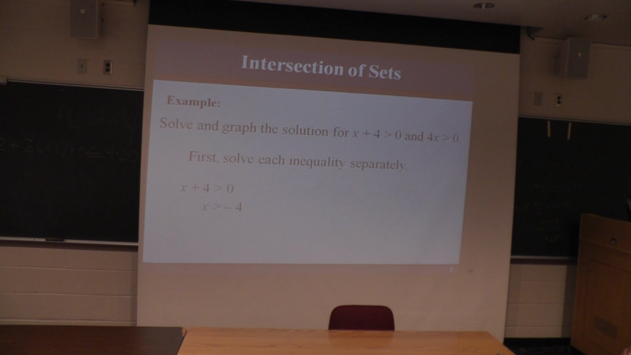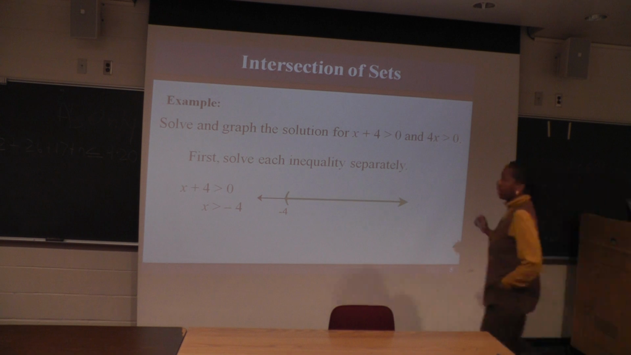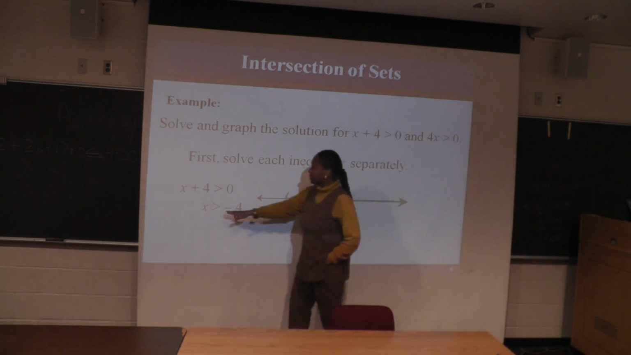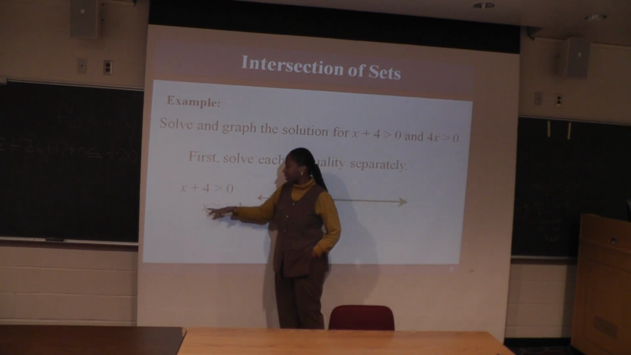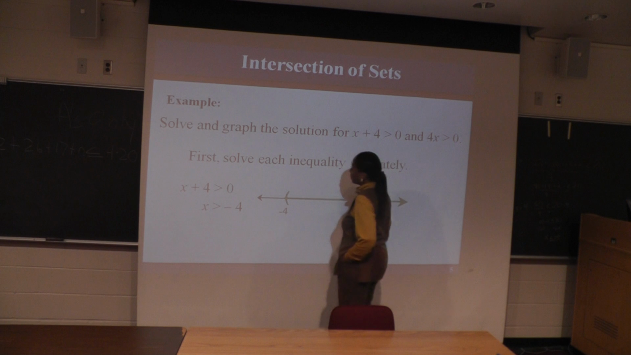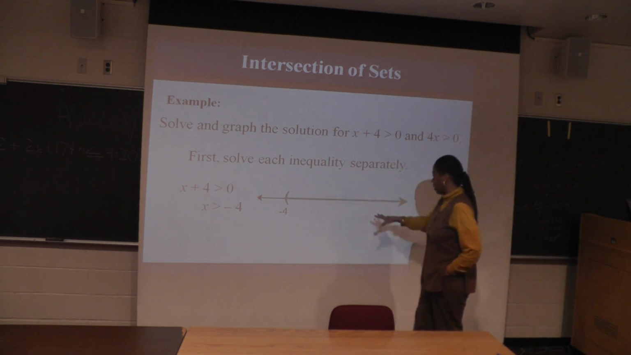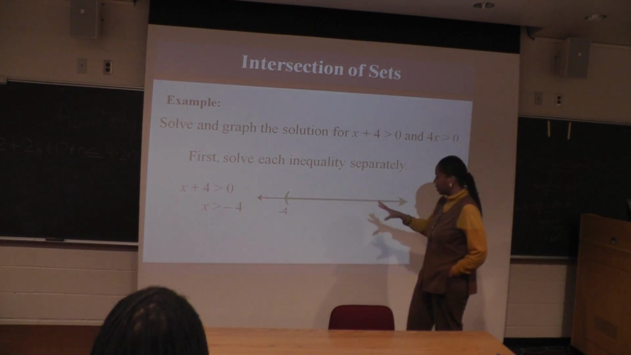Right. So when can't you put a parenthesis? You have to put a bracket when it's closed, a bracket or closed circle if there is the equal sign. Okay, so this is the graph of the first one, and there's also the interval notation.